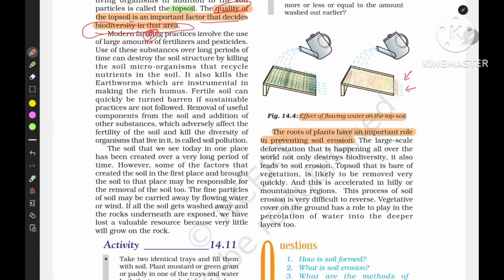Also, roots do one more thing. Roots of plants have an important role in preventing soil erosion. Here is an illustration. The sand will fall down through the water, as we discussed just above. Water takes small particles of rock and soil together. In case of plantation, the roots hold the soil tightly and avoid soil erosion.